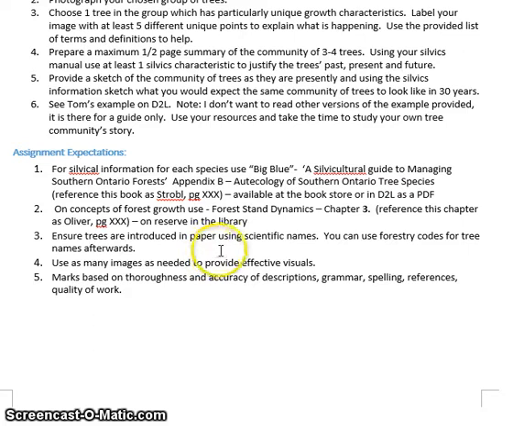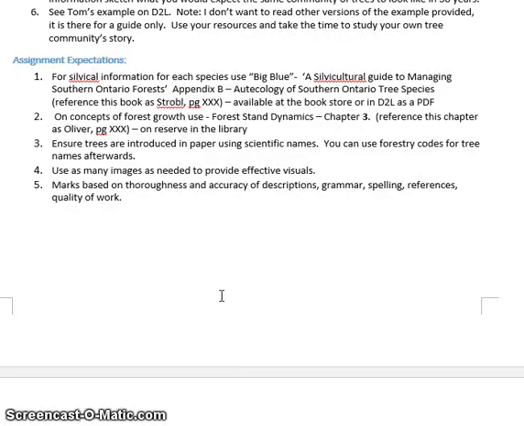Ensure trees are introduced in the paper using scientific names. You can use forestry codes as you'll see in the video after this one, but I don't want to see common names. I want to make sure that we're getting in the habit this semester of using our scientific names and learning them. Okay, use as many pictures as you need. In my video, the next one that'll show you the example, I only have 1 photograph. I would have benefited by having more, so feel free to add more photographs. Okay, and I'm just looking for thoroughness, accuracy of the work. I just want to see that you're connecting and understanding why the tree looks like this, and you can justify your reasoning using our resources. Okay, that's a big thing to me.